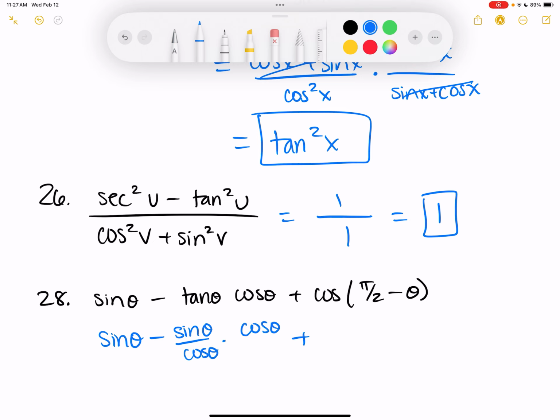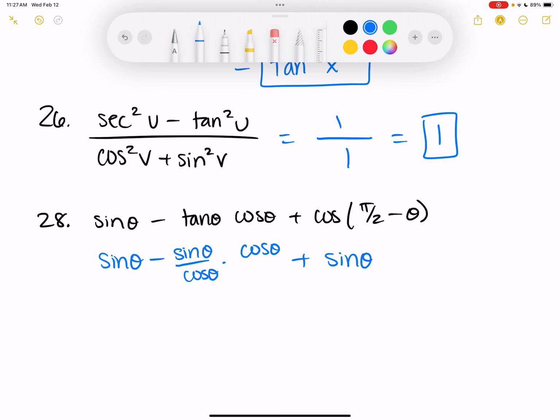And then what about this cosine of pi over 2 minus theta? It's one of your cofunction identities. Sine. Yep, sine theta. So now I've got cosines here that cancel. Sine minus sine plus sine is what? Sine theta. Yep, sine theta.